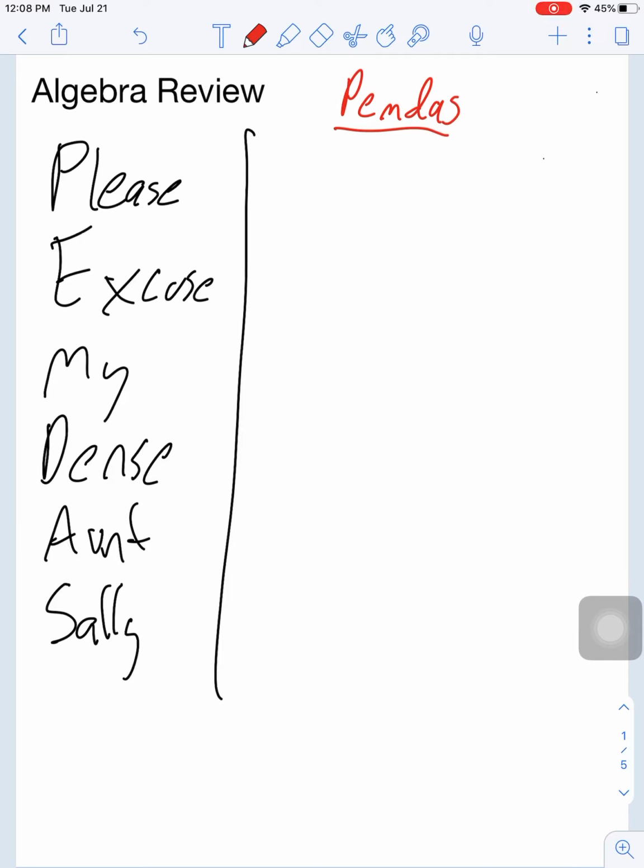We are going to talk today about doing some algebra review. The very first thing we want to talk about is making sure that we know what parts of the equation we do first. This is known as PEMDAS.